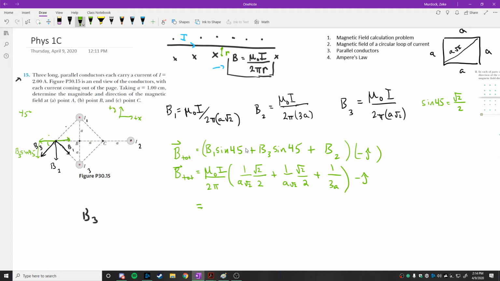So what do we have? The root 2's cancel, the root 2's cancel, so it's basically something like that. 1 plus a third, which is 4 over 3. So I think this is going to be equal to something like, oh, and this is negative j hat. This would be equal to the magnetic field at point A.